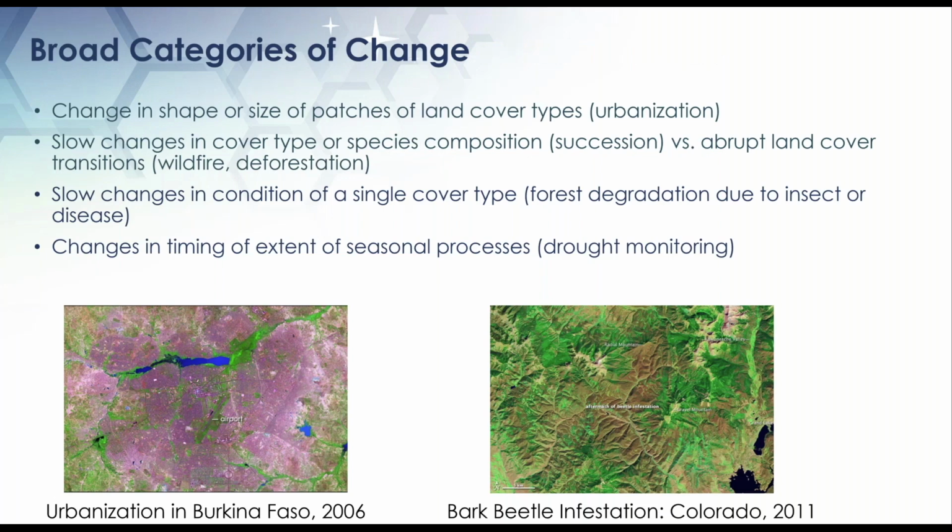So there's several broad categories of change that you can detect with satellite imagery. Those include the change in shape or size of patches. So urbanization is a great example of that. Slow changes in cover type are more difficult to detect than abrupt changes due to wildfire or deforestation. Slow changes in the condition of a single cover type, like forest degradation due to insect or disease, can be easy or difficult depending on the extent of the damage. Lastly, changes in the timing and extent of seasonal processes, such as decreased rainfall and its effects on vegetation, can be monitored using satellite imagery.